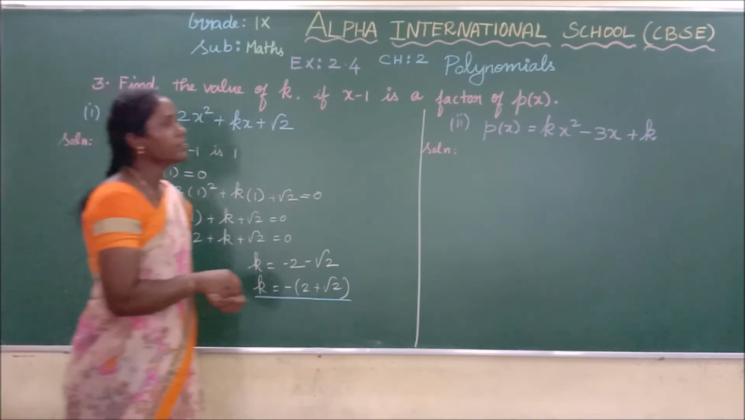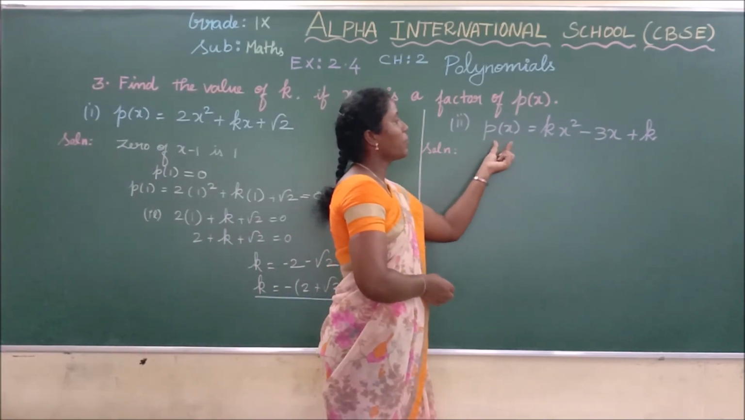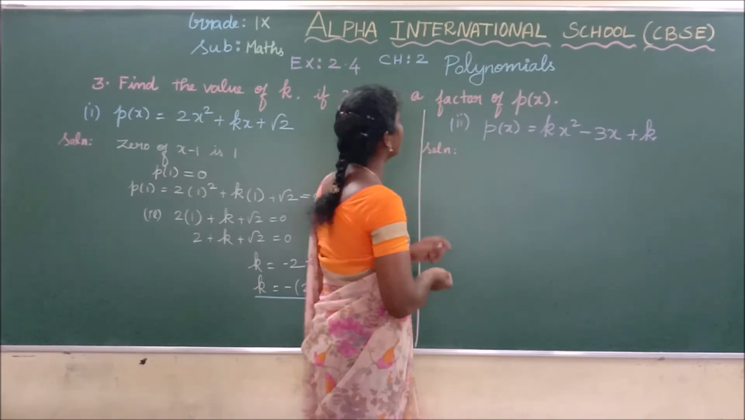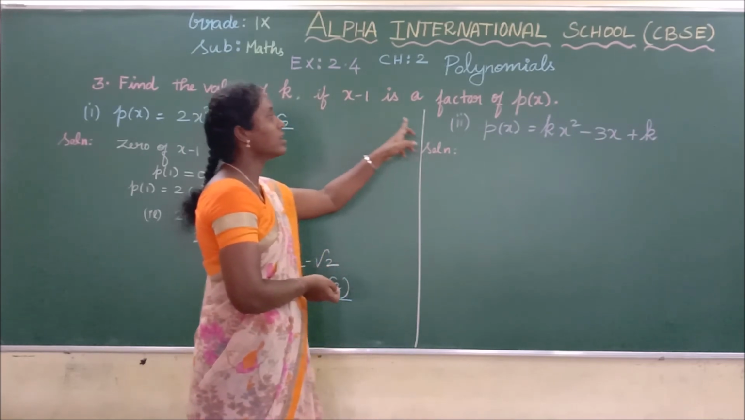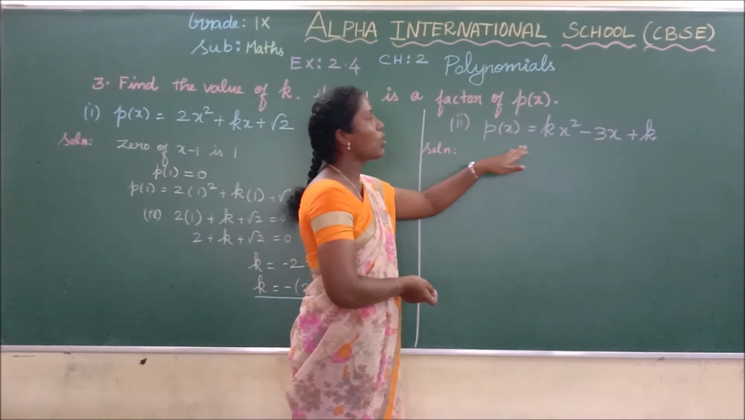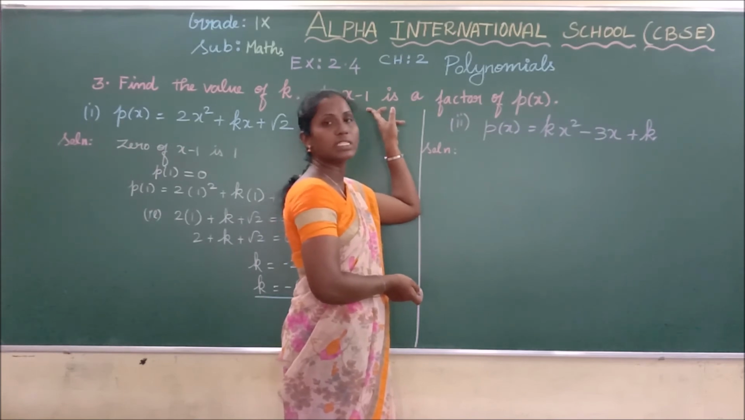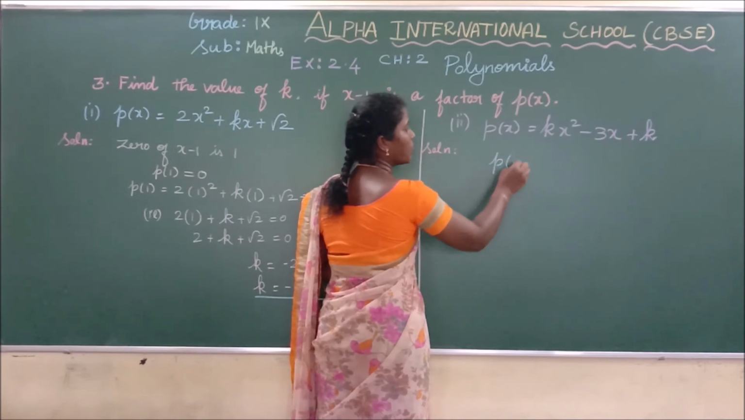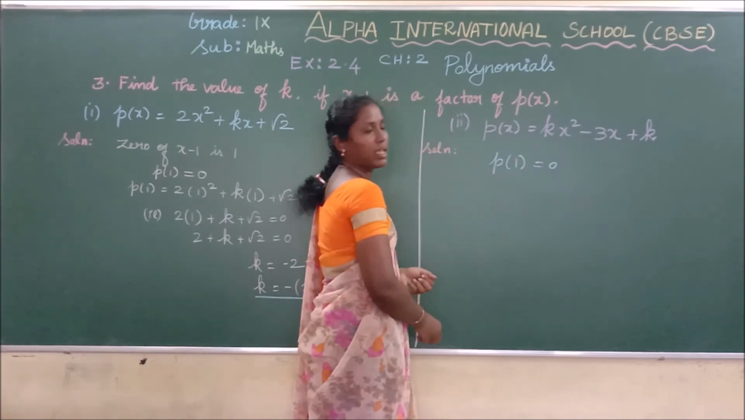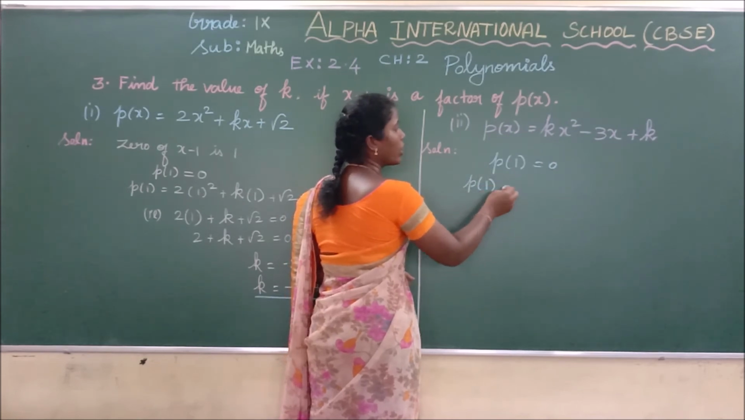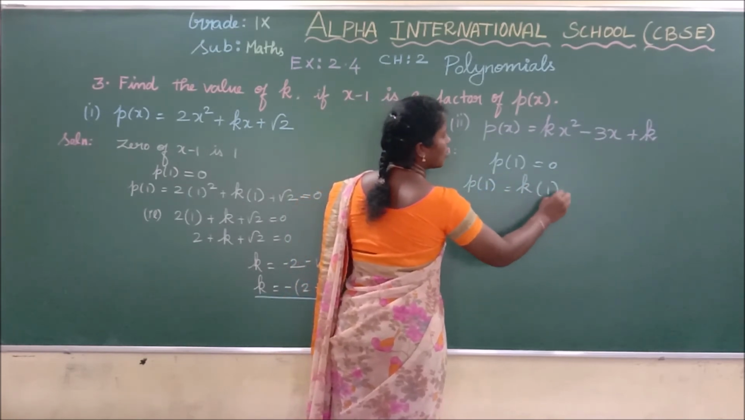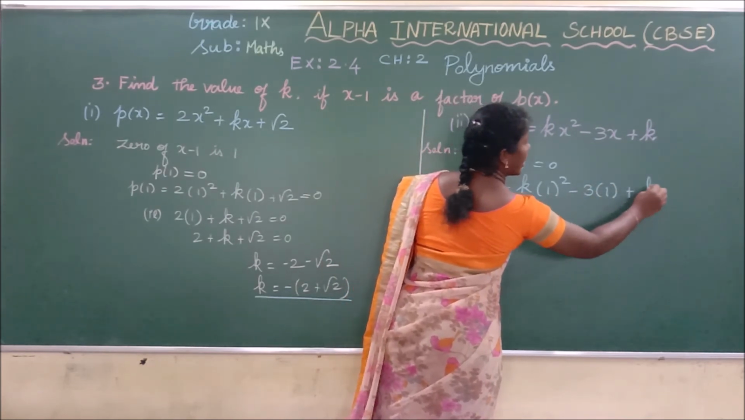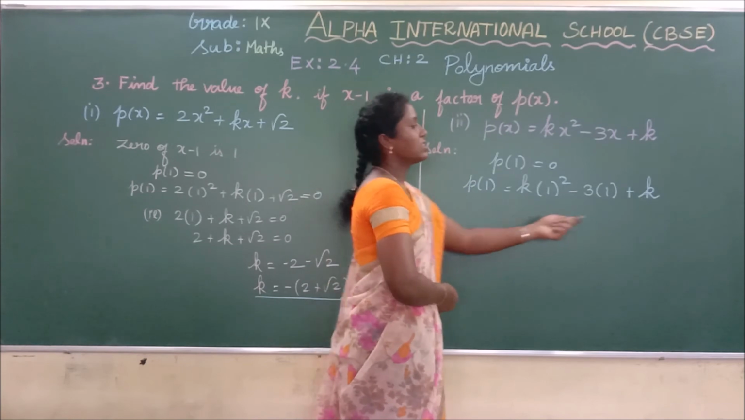Let us see the next problem. Here, in the same way, P of x is given as kx square minus 3x plus k. Already the question says that x minus 1 is a factor of P of x. What is the 0 of x minus 1? It is plus 1. Okay, 0 of x minus 1 is 1. So in this problem also we can write that P of 1 equal to 0. Now substitute 1 for x: k into 1 square minus 3 into 1 plus k.